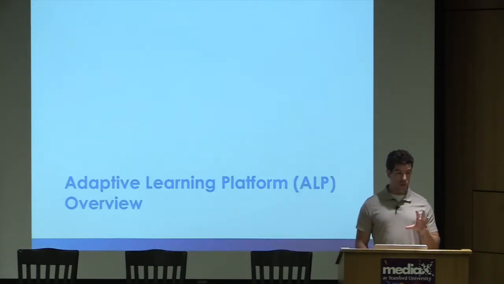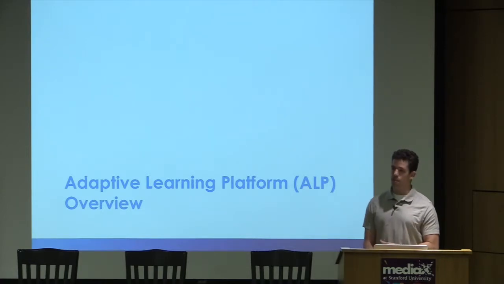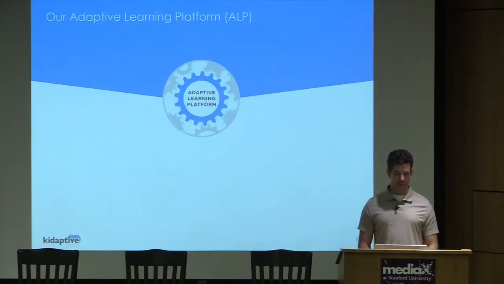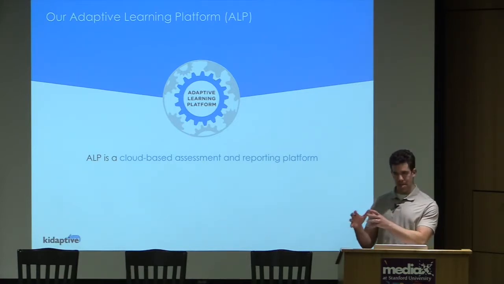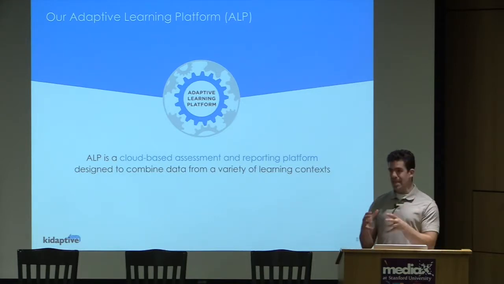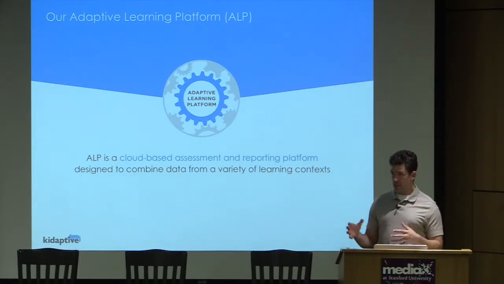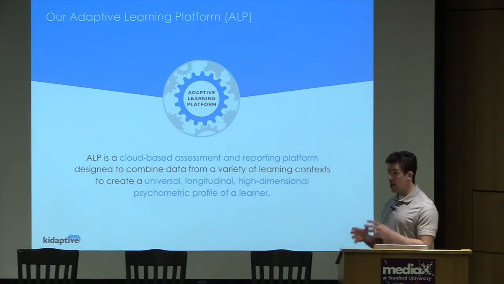Okay, so we have one core product. We've got a bunch of products, but our core product is our adaptive learning platform, which we somewhat uncreatively call ALP. It is a cloud-based assessment and reporting platform, designed to pull in data from different data streams about a learner so that we can create a universal, longitudinal, high-dimensional psychometric profile of that learner.